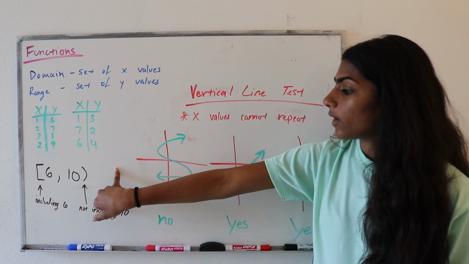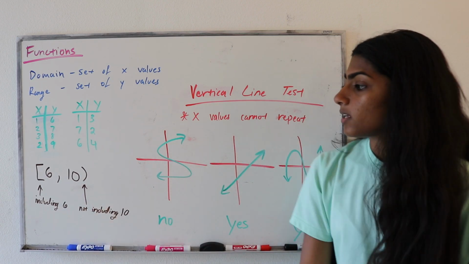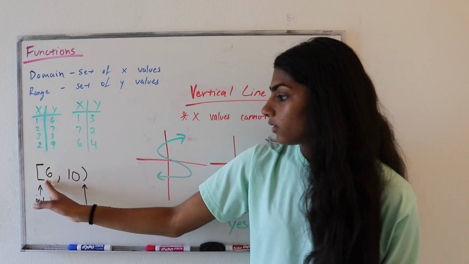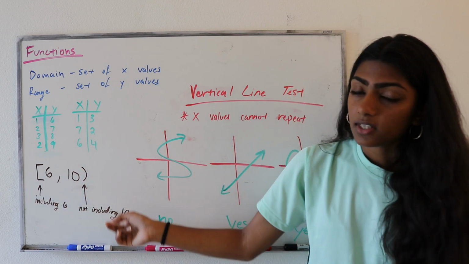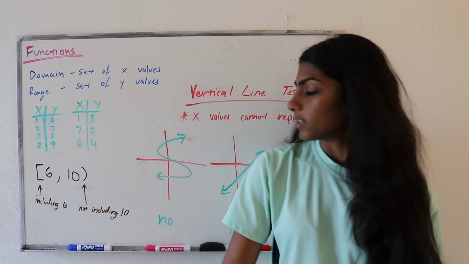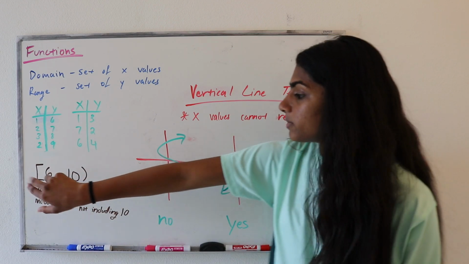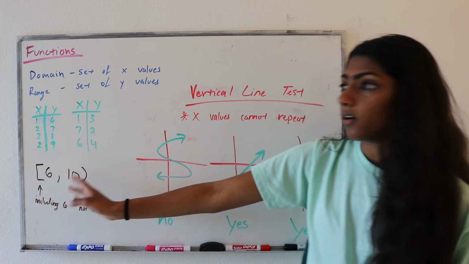When you're writing domain and range, you want to use interval notation. This means basically that when you have a bracket, you include the number next to it, and if you have a parenthesis, you don't include the number. So this right here, let's say this is for a domain, means that all the x values are from 6 to 10, including 6 and not including 10.